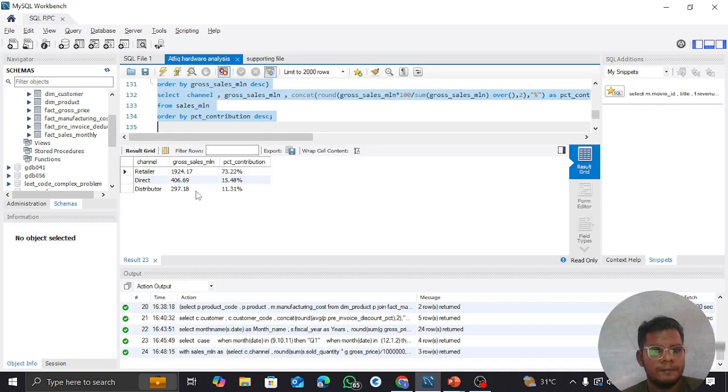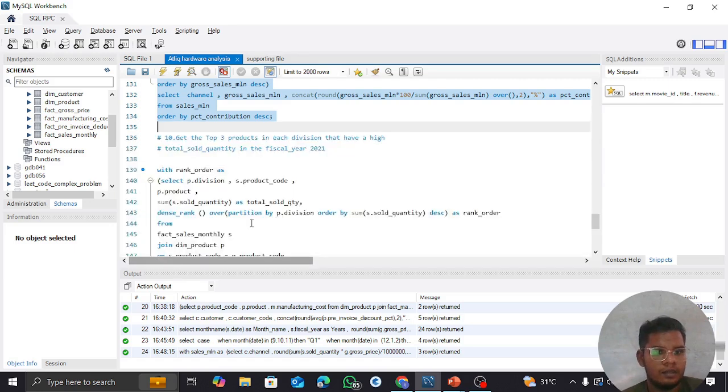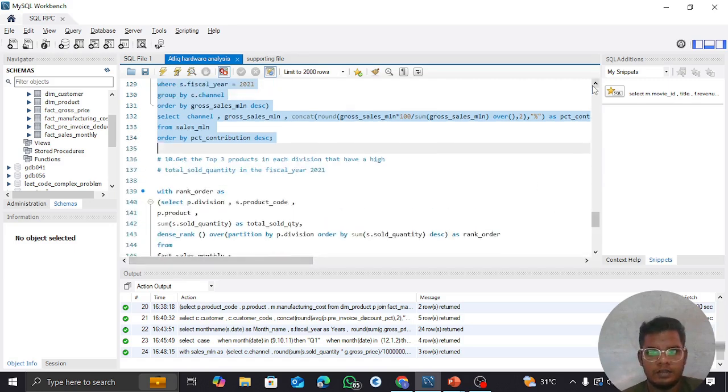It's running. See, 1924 million in retailer, direct 406 million, distributor 297 million. Okay, and then just explain the query in a very simple way.